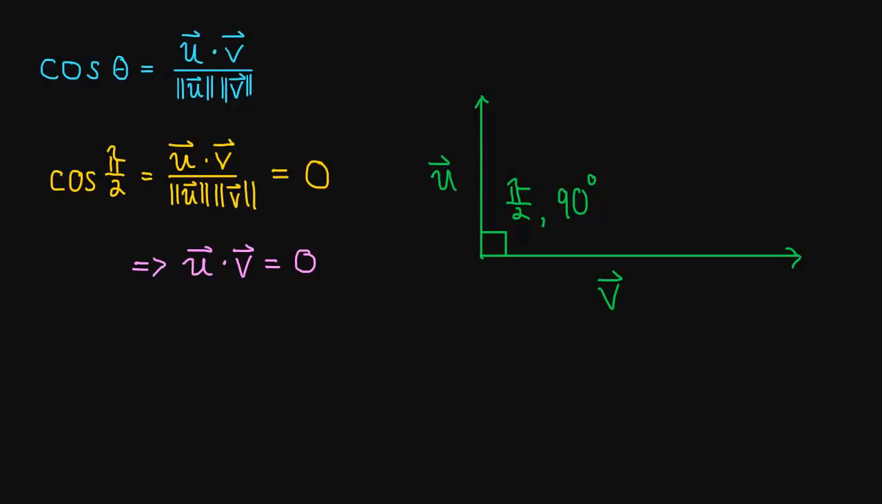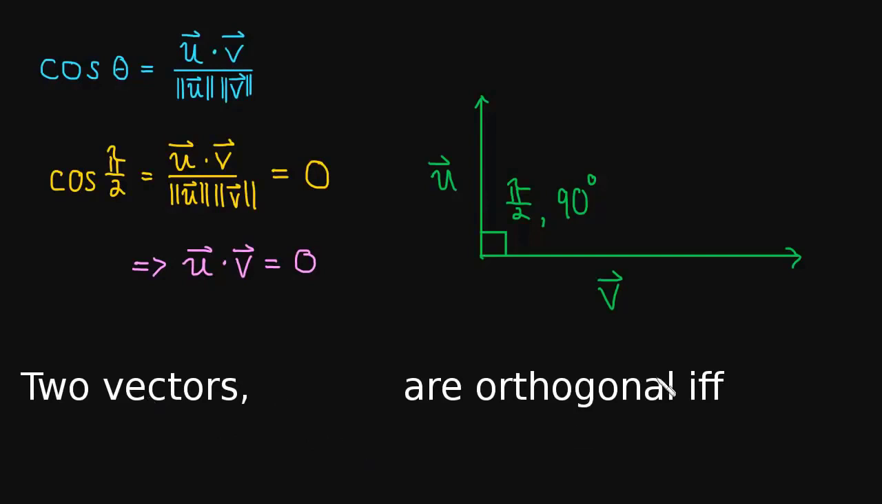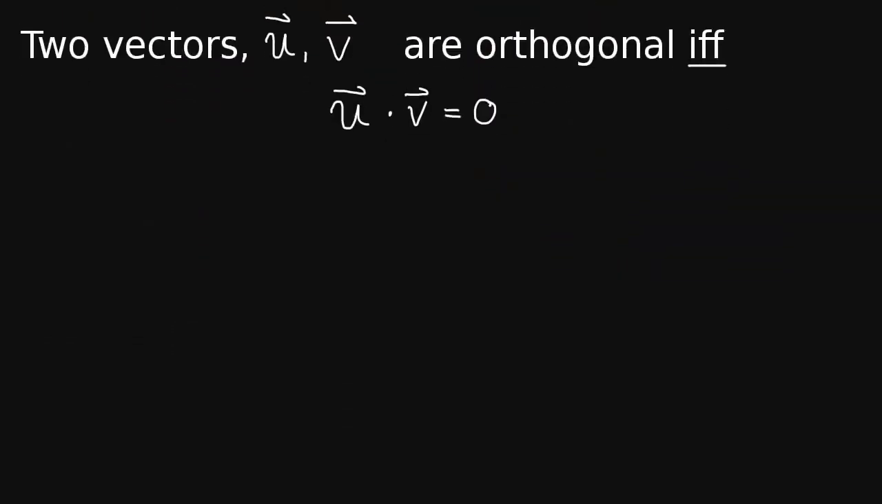So now we have a definition of orthogonal. Two vectors u and v are orthogonal if and only if. If you've never seen this before, this is shorthand notation for if and only if. Two vectors u and v are orthogonal if and only if u dot v is equal to 0. So now we have a nice easy way to test if two vectors are orthogonal. So let's take a look at that.